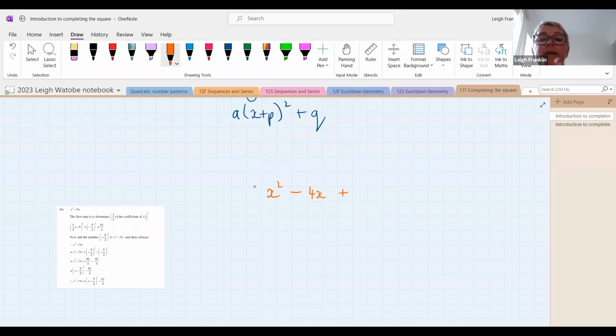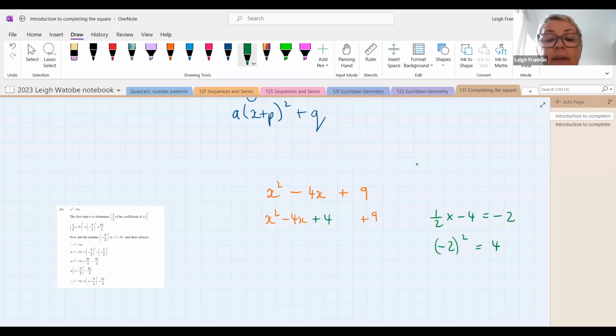And then on the end here, let's put plus 9, although we don't need plus 9, we could have anything. So now if I want to complete the square here, to change its form, I'm going to keep the x squared and the minus 4x together, and I'm going to put the plus 9 at the end. Then I'm going to work out what half of negative 4 is, and that gives me negative 2. So I must take negative 2 and I must square it, and that's what I need to add on the end here to make a perfect square trinomial.